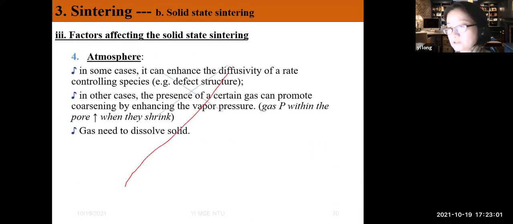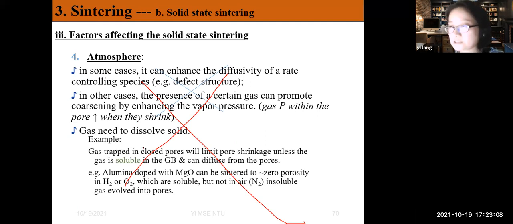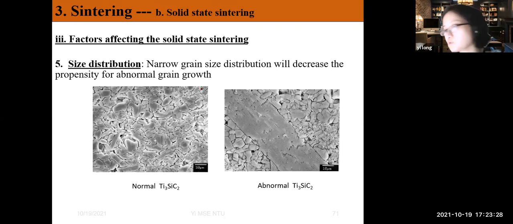Atmosphere is not needed, because it's case-by-case studies, so we did not really talk about it. It's not like adding a certain atmosphere will give you exact end results; it's case-by-case. You can read through. If you're really doing the sintering for your FYP, you can always refer back to these notes. And size distribution is also easy to understand, right? If you want uniform, you start with uniform. If you start with abnormal, you end up with abnormal.